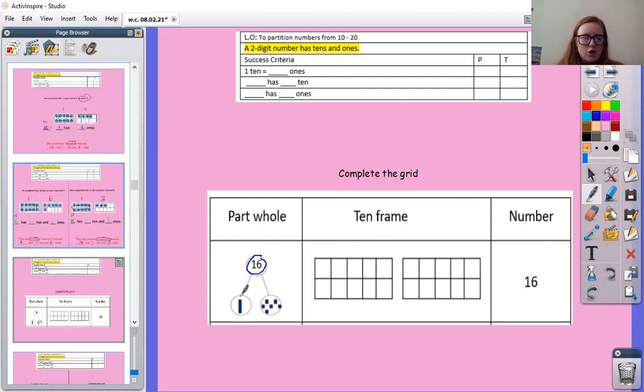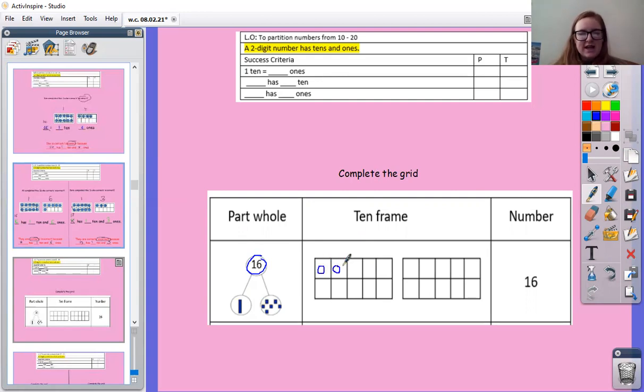16 has 1 ten and 1, 2, 3, 4, 5, 6 ones. How would I represent that in my tens frame? Well, let's start with the first part. The first part is 1 ten. How do I represent 1 ten? Well, I know that is 1 full tens frame.